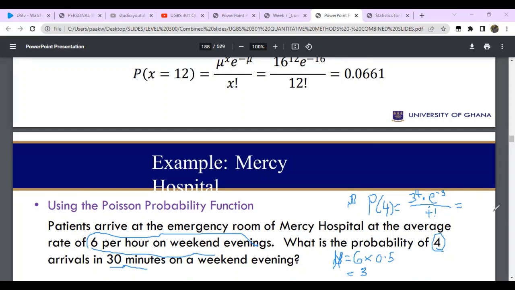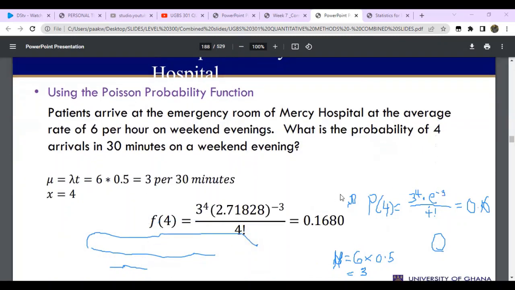Okay, so who is giving me the answer? 3.37. This one is probability. You guys should help me out. I'm not having a calculator here. So 3 raised to 0.16. Okay, so this was the answer.